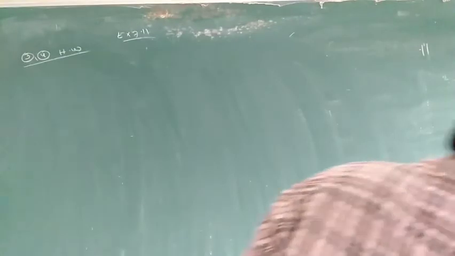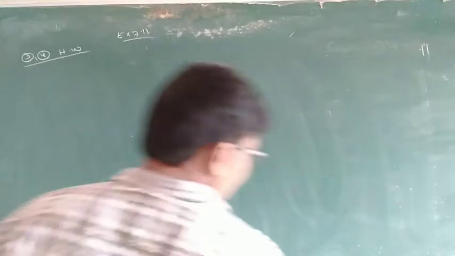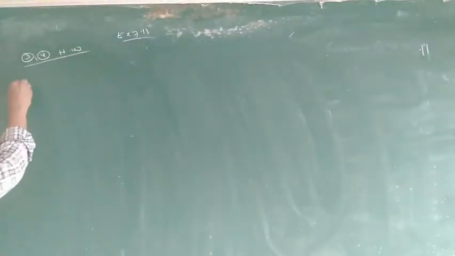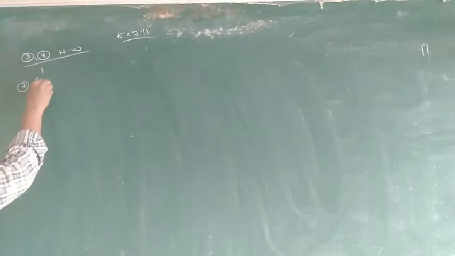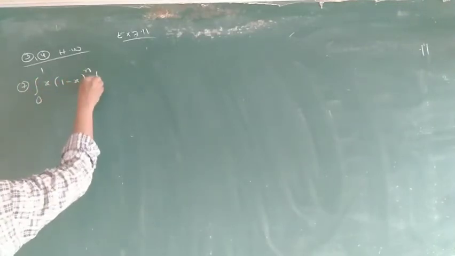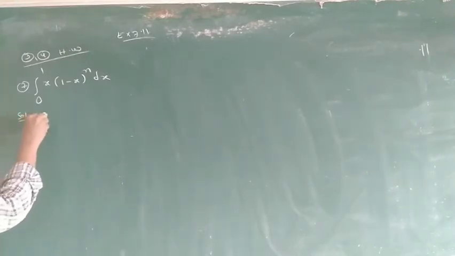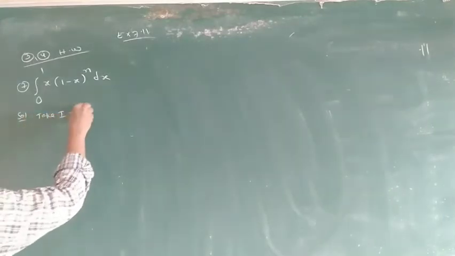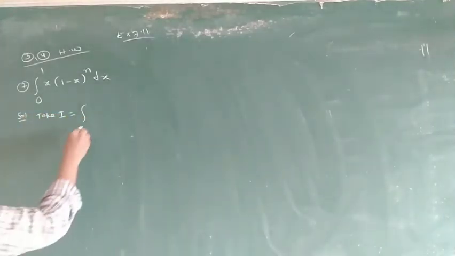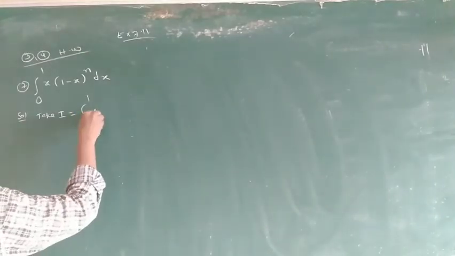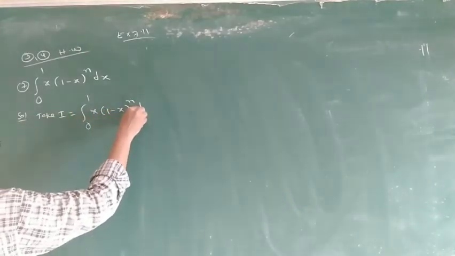This is the next one. Problem number 7: the integral from 0 to 1 of x into (1 minus x) whole power n dx. So, what is the solution? I is equal to the integral from 0 to 1 of x into (1 minus x) whole power n dx.